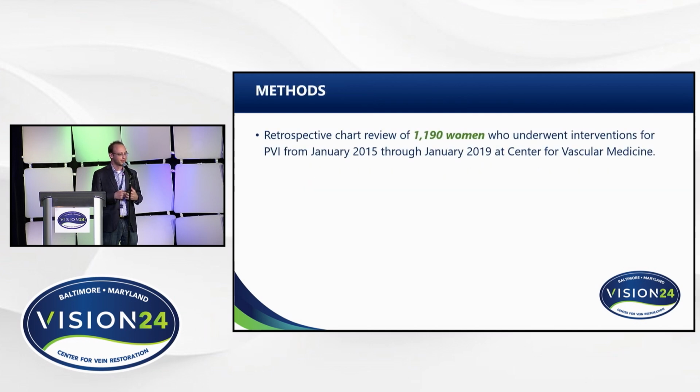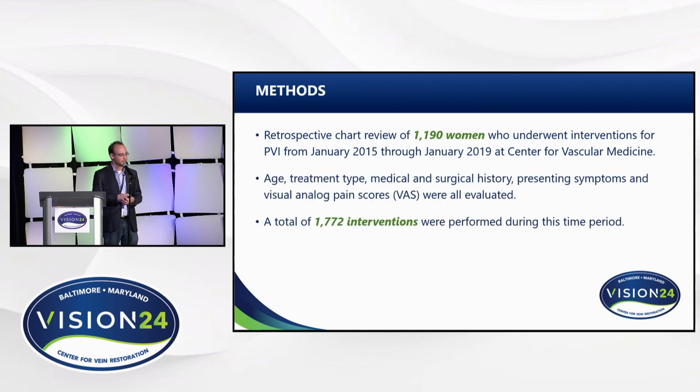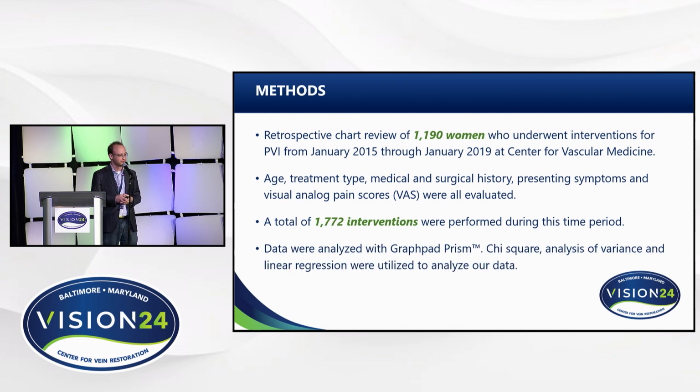So this is a retrospective chart review. We looked at 1,190 women who underwent interventions for PVI from January 2015 through January 2019 at the Center for Vascular Medicine. We looked at a total of 1,772 interventions during this time period, and some of the parameters we looked at include age, treatment type, medical and surgical history, presenting symptoms, and visual analog pain scores.